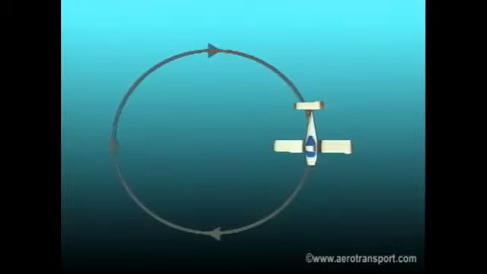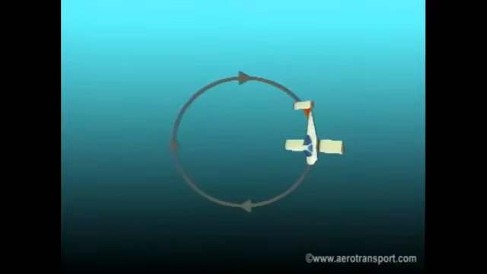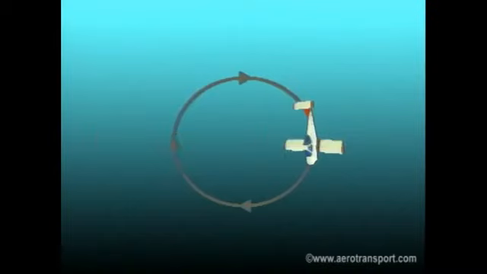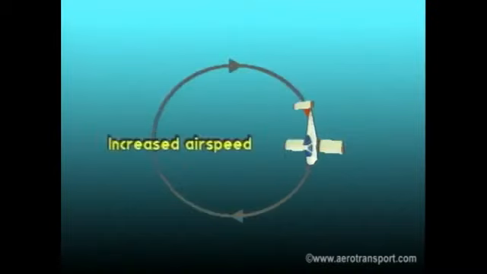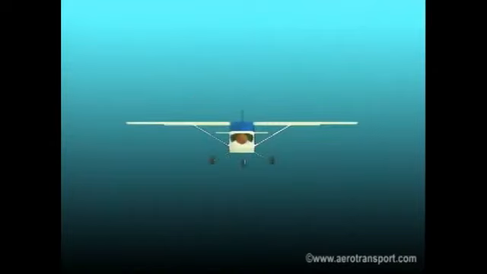At any given airspeed, the greater the bank, the greater the rate of turn, and the smaller the radius of turn. An increased bank also raises the stalling speed and increases the load factor. At a given angle of bank, increasing the airspeed lowers the rate of turn and increases the radius of the turn. To get the greatest rate of turn and smallest radius for a given bank angle, use the lowest possible airspeed for that angle of bank. As you were told, the stalling speed increases with the steepness of the bank.